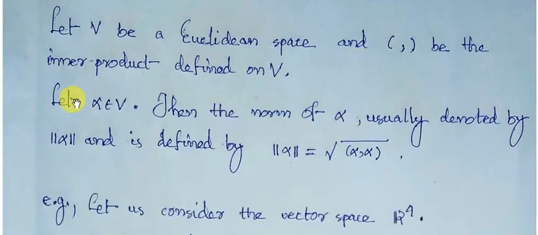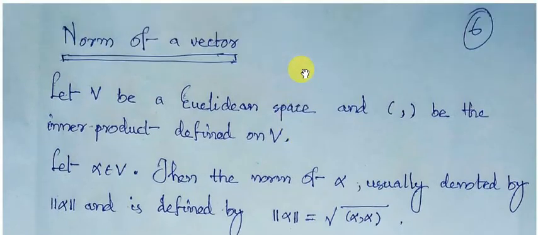And we are considering a vector from this Euclidean space V. Actually, in our previous class, we have defined the real inner product, and we have also considered this vector space over the field of real numbers. That means we are actually dealing with a real vector space.